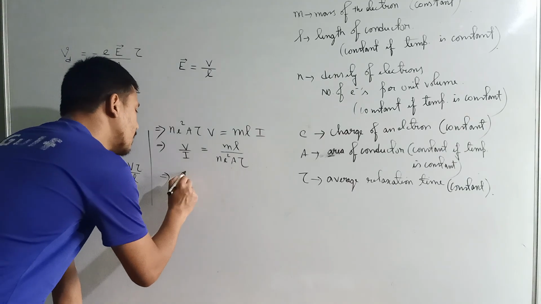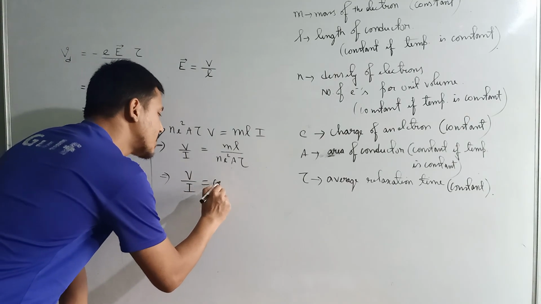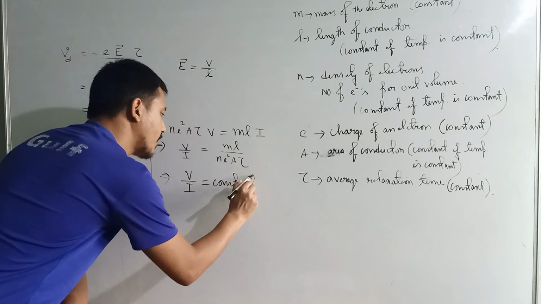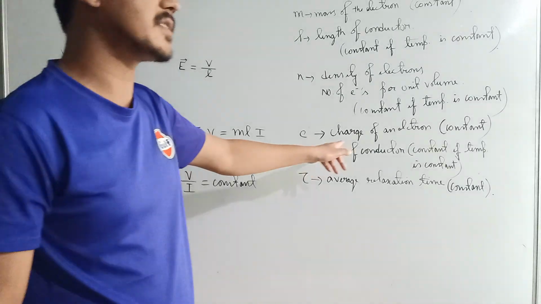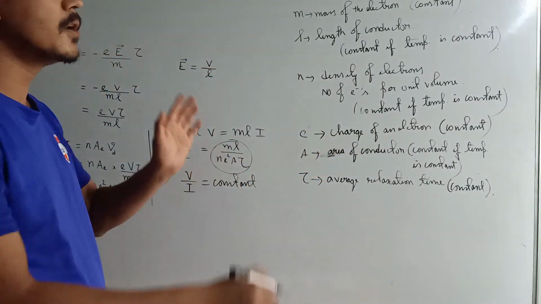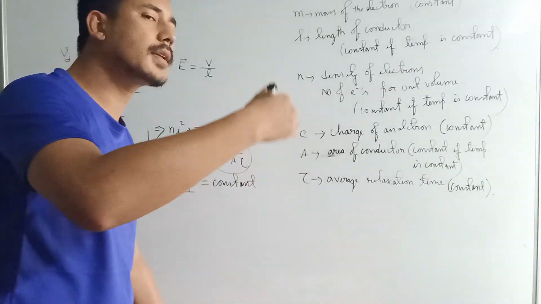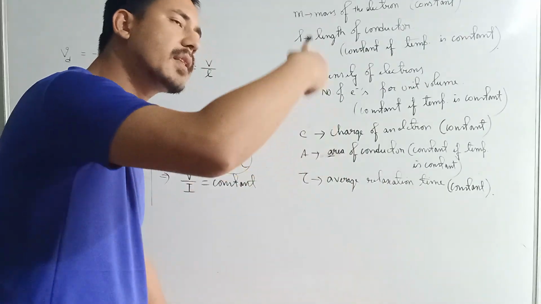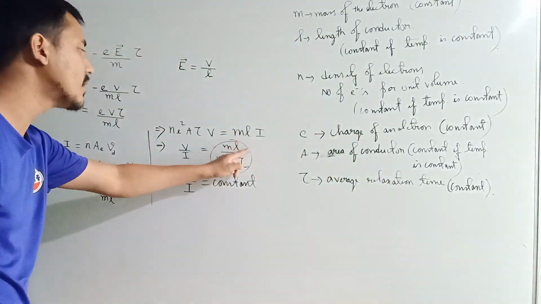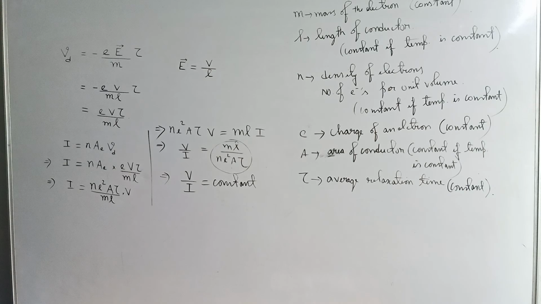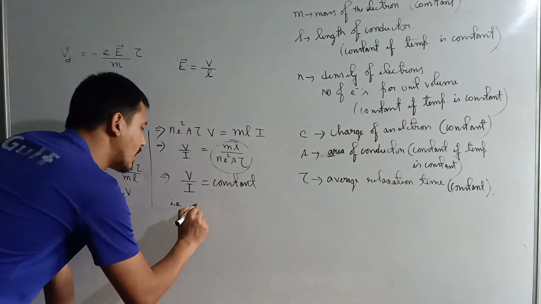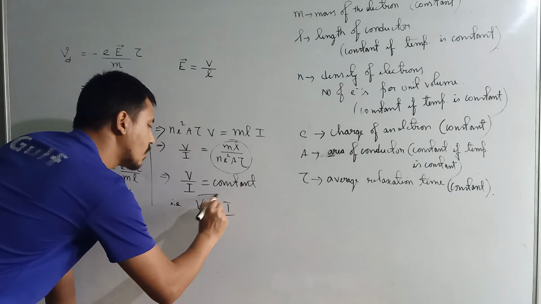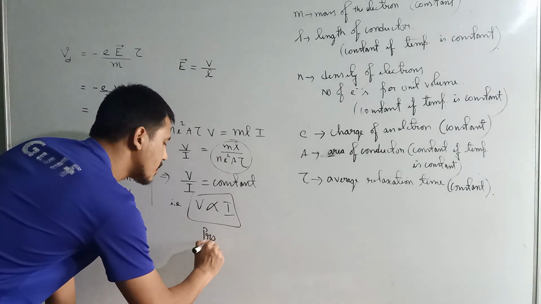That means V upon I is constant. This quantity will become constant if temperature is constant. That's why in Ohm's law, we always need to keep the physical conditions constant, that is keeping the temperature constant, so that this whole quantity becomes constant. And if V by I is constant, then we have V is directly proportional to I, which proves Ohm's law.